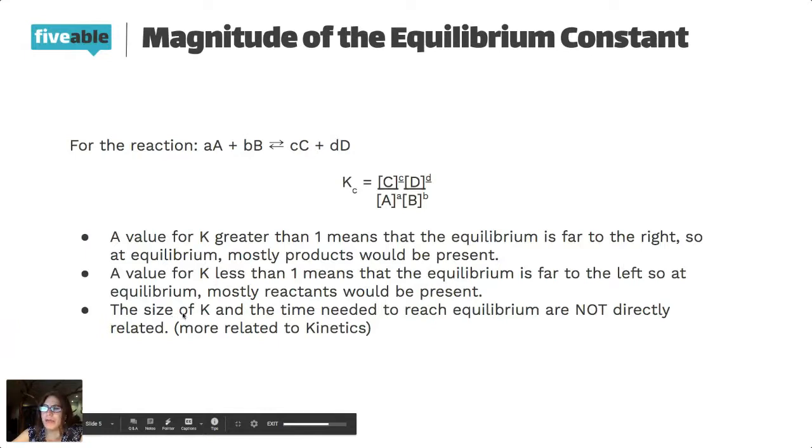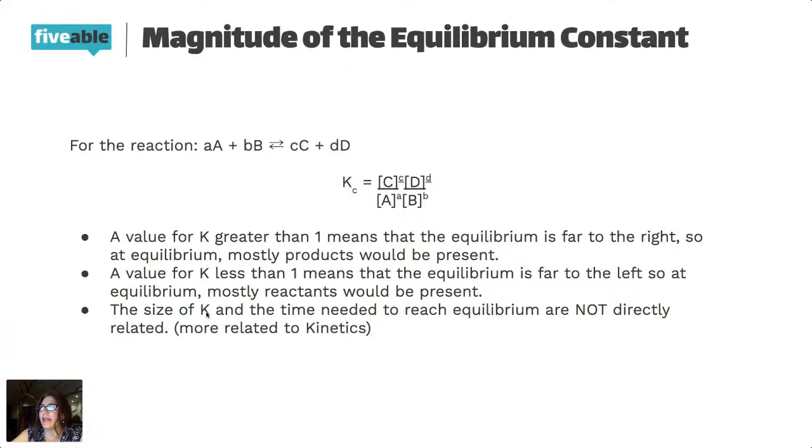Also something important to consider for K: even if K is big, it doesn't mean that it will be a fast reaction. The size of K and the time needed to reach that equilibrium position are not directly related. The speed of the reaction is more in the order of kinetics.